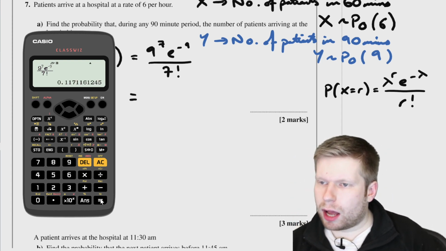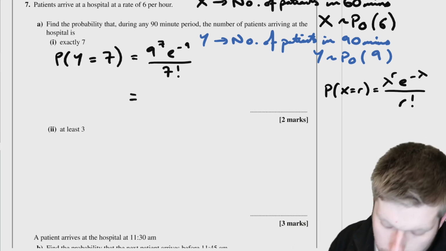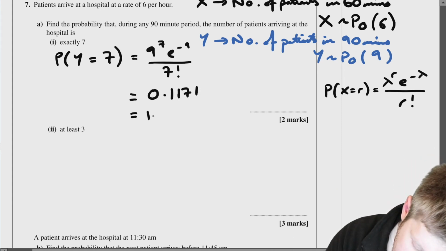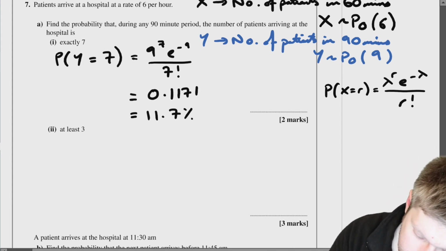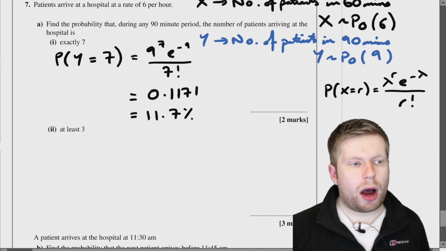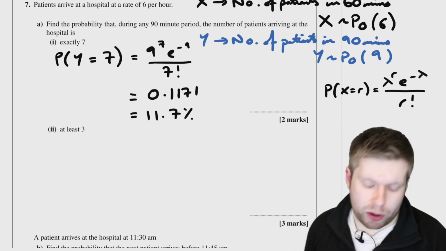Okay, so it might take a little bit of hunting around to find the correct numbers on the calculator, but I basically find that is 0.1171, or approximately 11.7%. Okay, so that's the probability that during any 90-minute period I will get 7 patients arriving is about 11.7%, or about 12%.